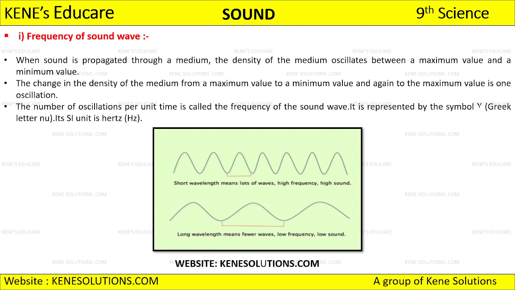If the wavelengths are short, short wavelength means lots of waves, high frequency and high sound. Okay, what does it mean? Short wavelength means lots of waves and there will be high frequency and high sound. And long wavelength means fewer waves, low frequency and low sound. Okay.